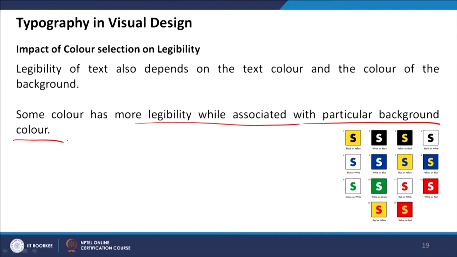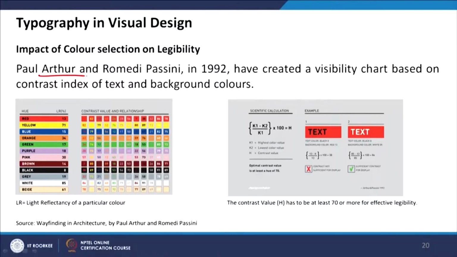So it's not just the color of the text, it's the relationship between the color of the text and the background. There is a legibility chart available, and a book by Arthur and Passini, called Wayfinding Design. Many elements of wayfinding design are discussed, including signage in wayfinding design and navigation.